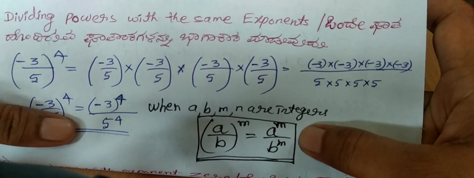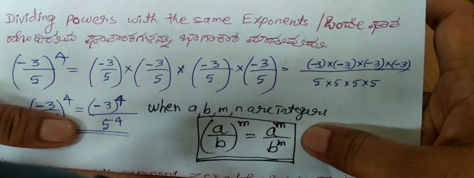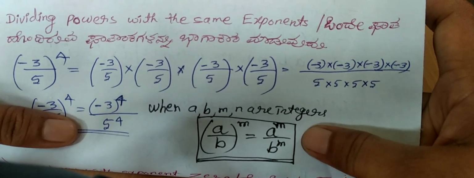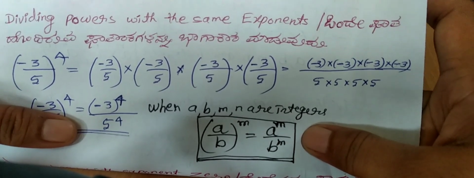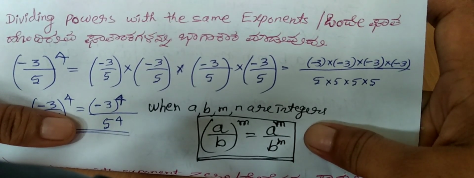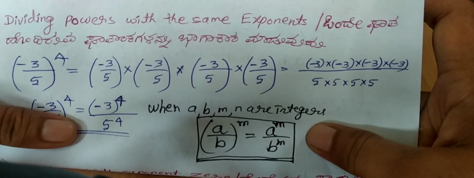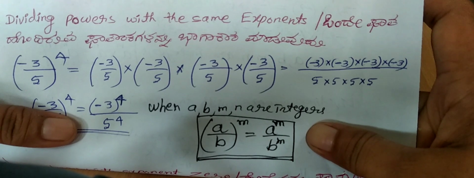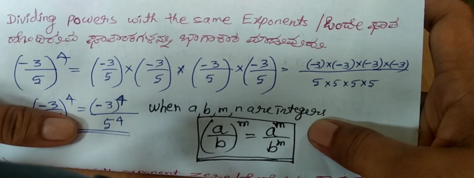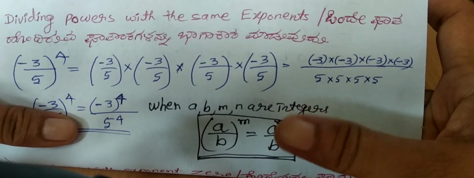If different bases with the same exponent are divided, then we will get the quotient of the bases powered with the same exponent. That is, a by b whole to the power m is equal to a to the power m divided by b to the power m.